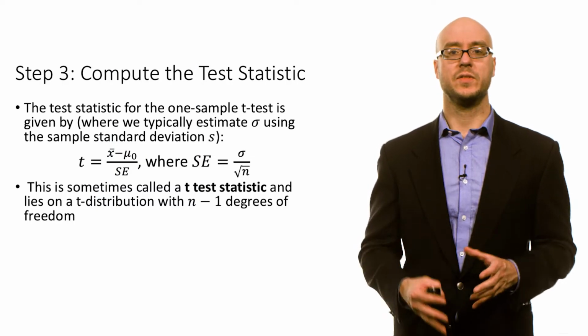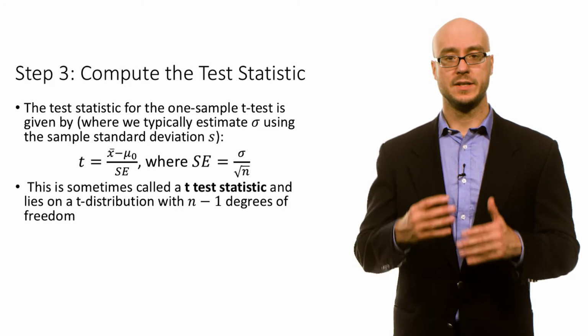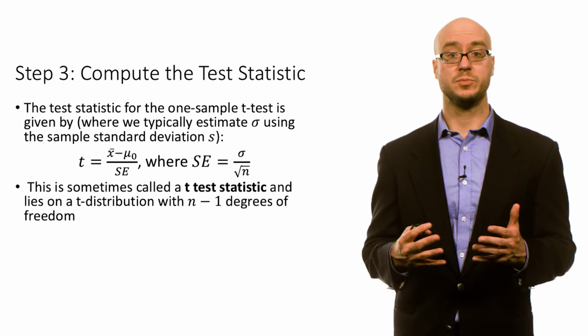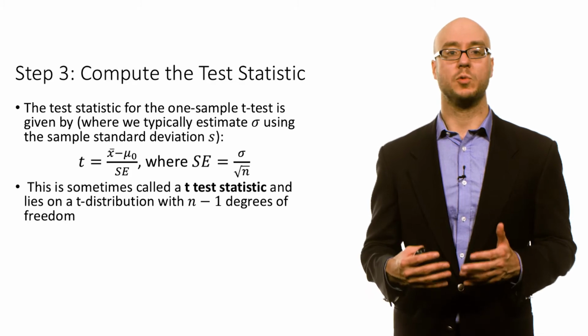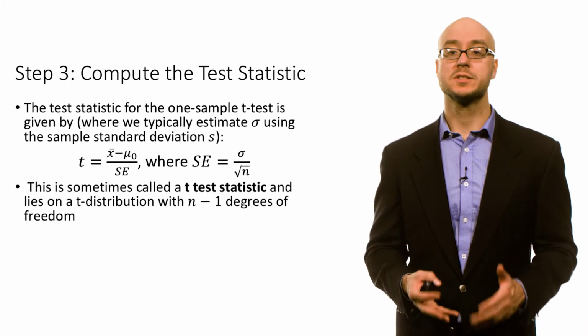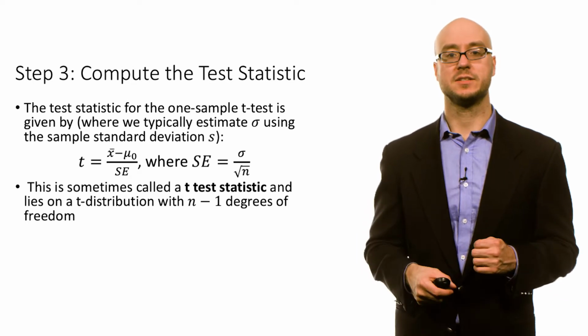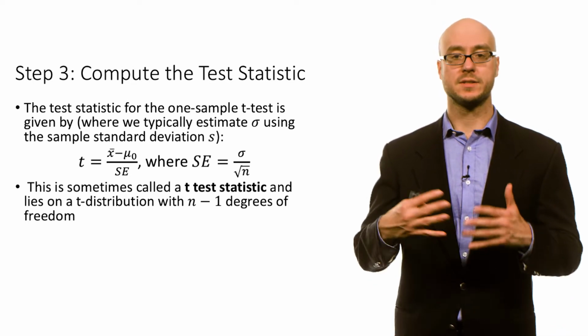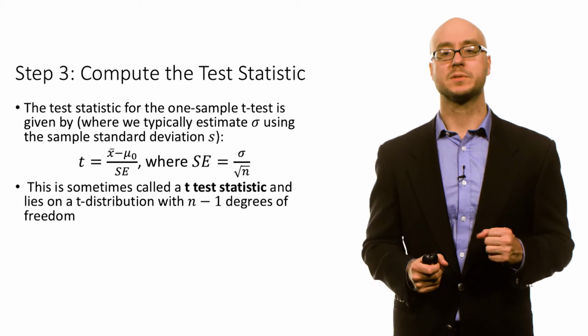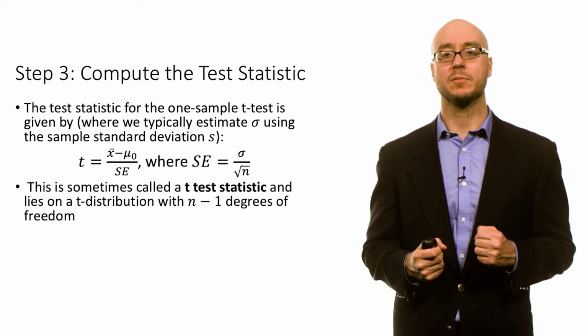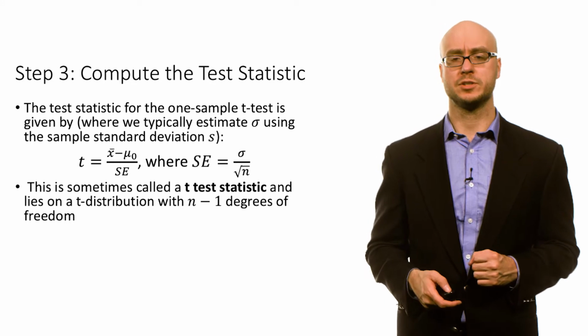This is sometimes called the t-test statistic. This t-test statistic lies on the t-distribution governed by n-1 degrees of freedom, where n is the sample size. So effectively, the shape of the t-distribution and the location of that t-test statistic on that distribution depends on the sample size. With a smaller sample size, the tails get a little bit fatter, and that's a more realistic model for the sampling distribution. So with a smaller sample size, we expect those sample means to bounce around a lot more. When the sample size gets larger and larger, the t-distribution looks more and more like the normal distribution.